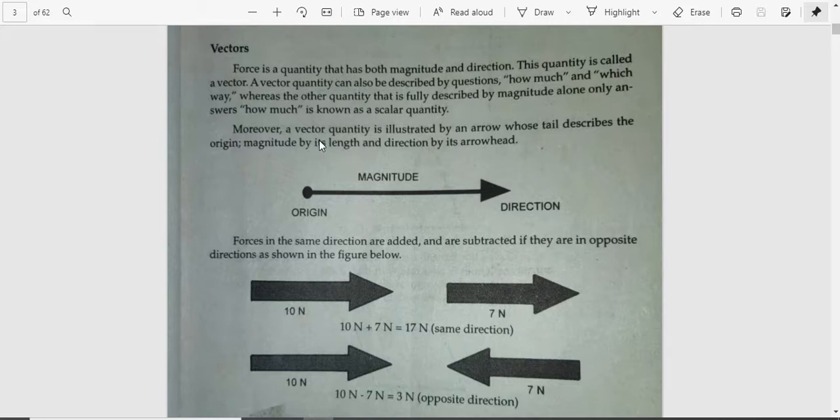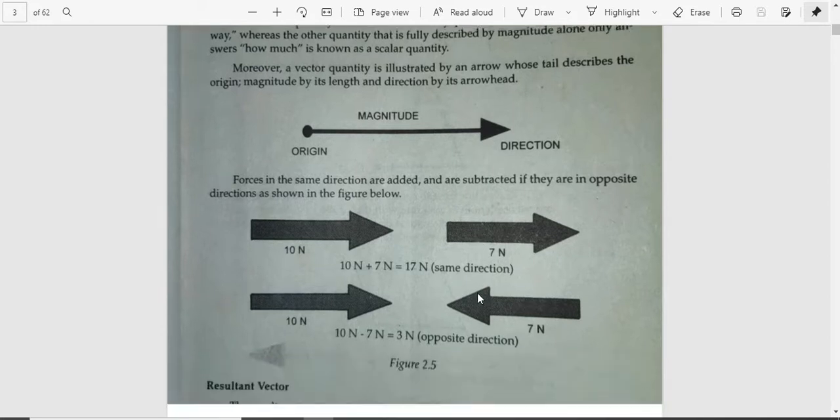Moreover, a vector quantity is illustrated by an arrow whose tail is described as the origin. Then, ang imong body sa imong arrow is your magnitude. Then, ang imong arrowhead is your direction. Okay? Forces in the same direction are added and subtracted if they are in opposite directions. Okay, so may illustration na rin sa dalong.